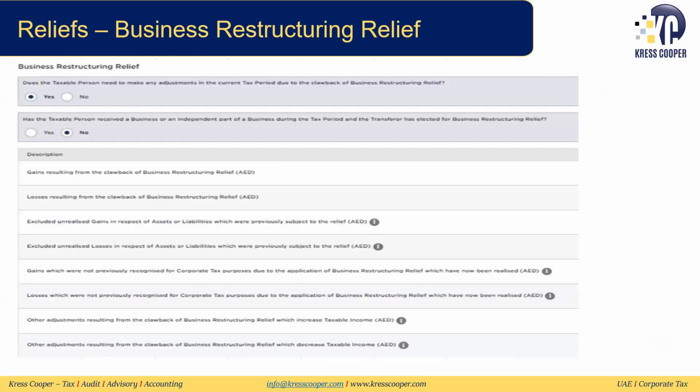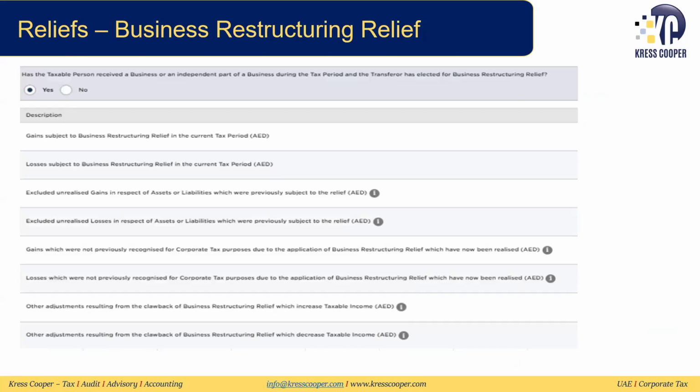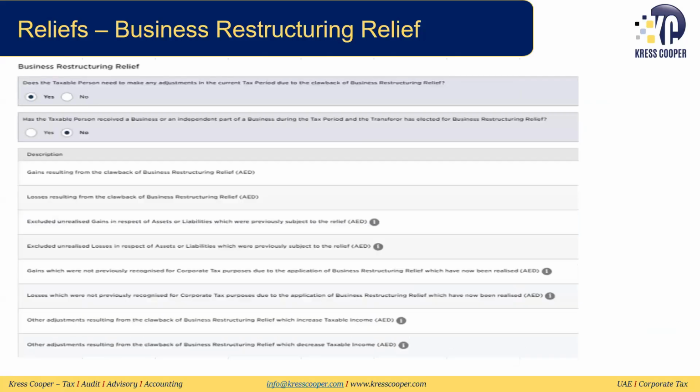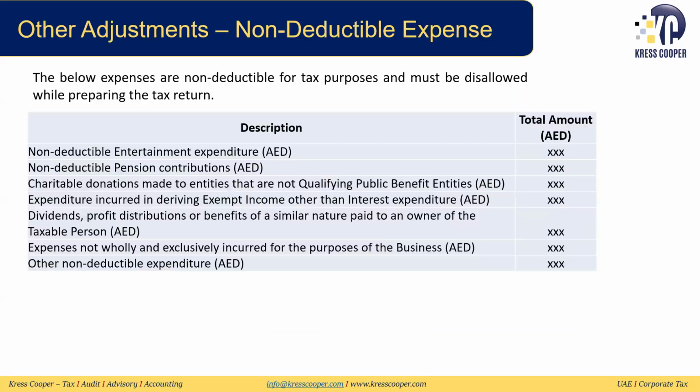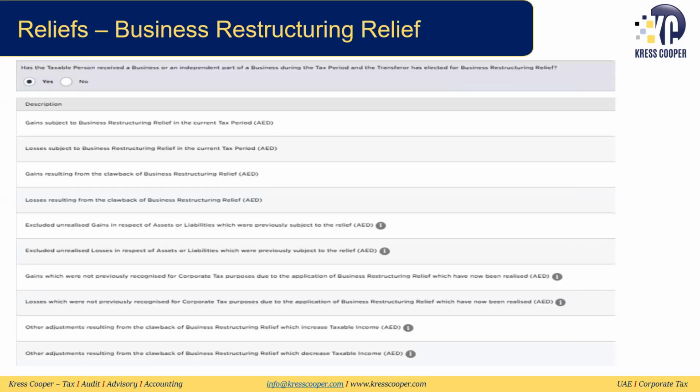So again, like I said, these are different combinations of if you're clicking yes or no. Accordingly, it is asking you the question. So most of the questions remain the same. Only when you are clicking yes for the clawback, it is asking you to give that adjustment for this current tax period for the business restructuring relief, and so on. So now I will stop here till the portion of relief.